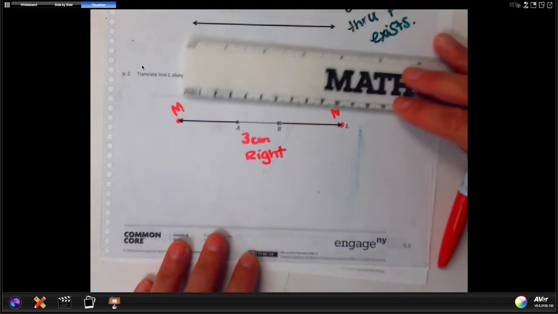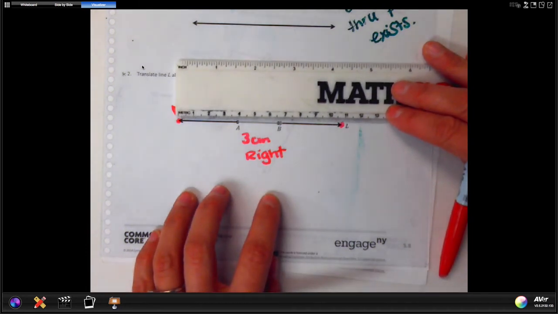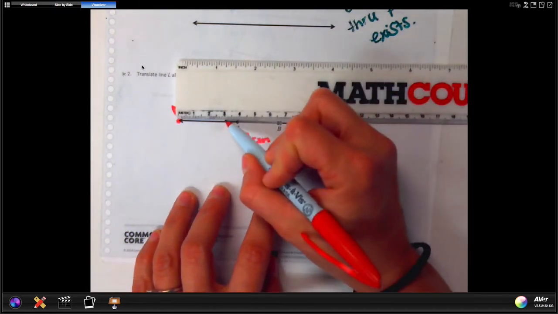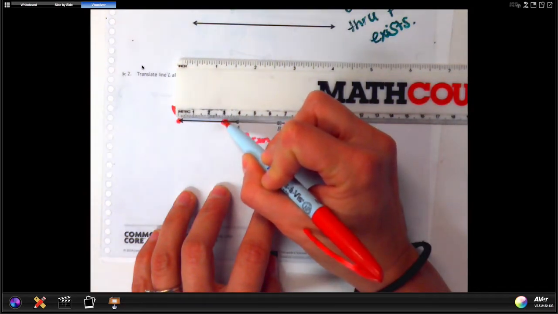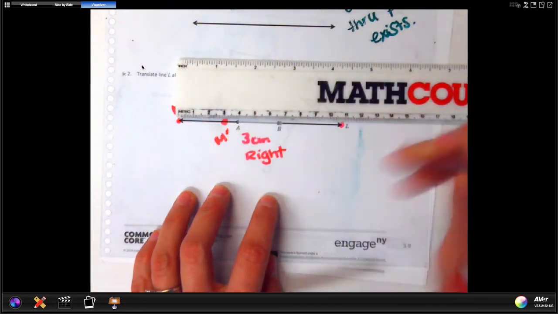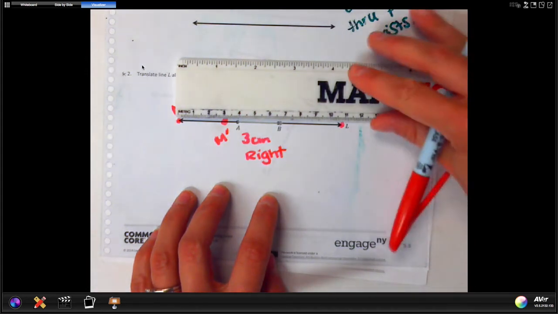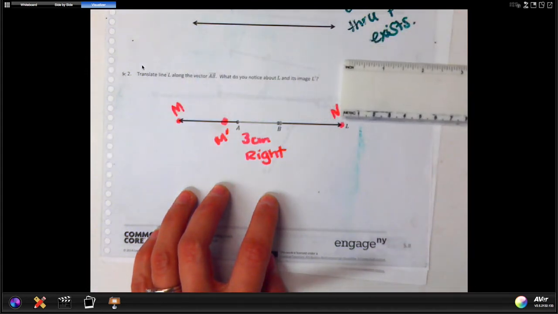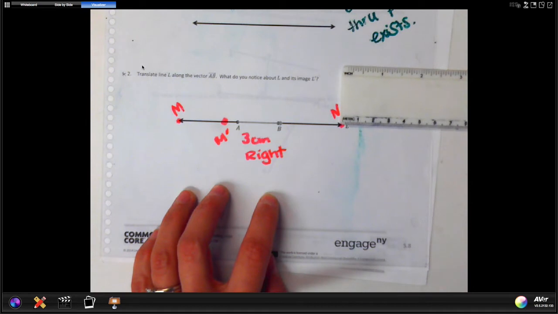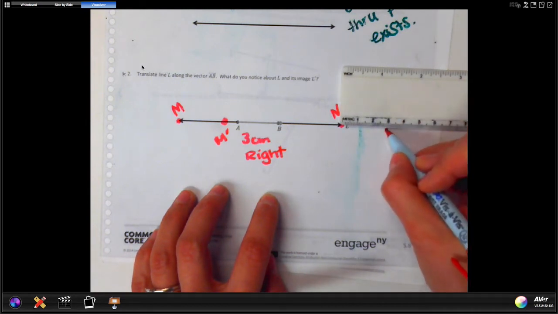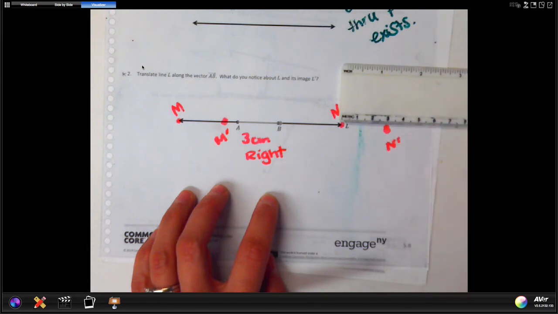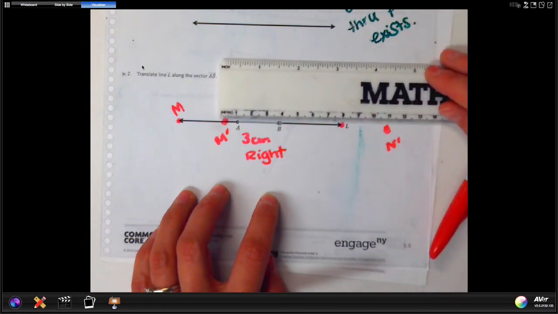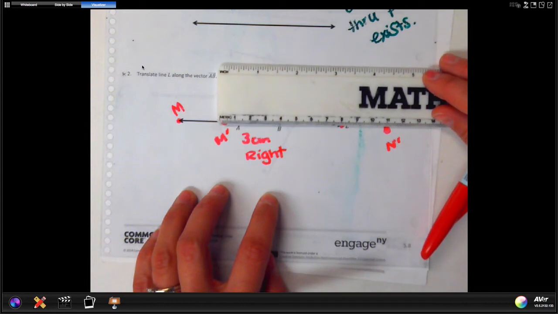So I am going to measure 3 centimeters from M to the right, and I'm going to put a new dot. What will I name it? M prime. Yep. And then I have to do N as well. Same thing, right? We're going to move this guy 3 centimeters to the right. And what will I name that? N prime. And then I'll reconnect them, and so mine's in red so you can see it better.